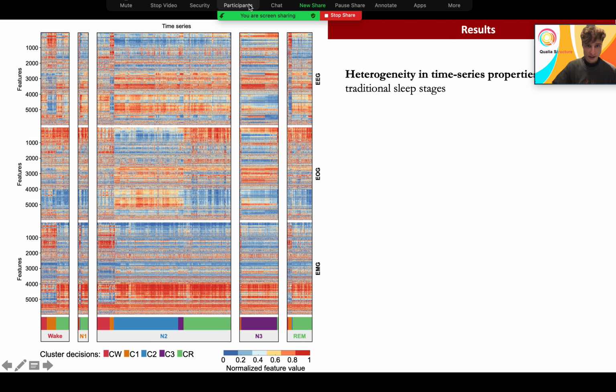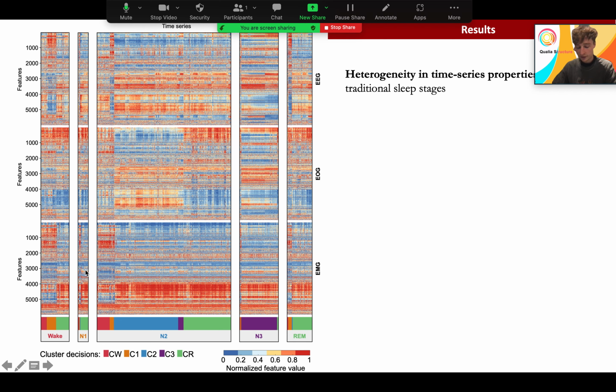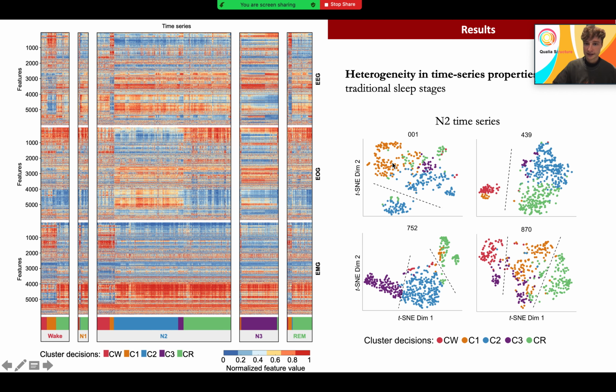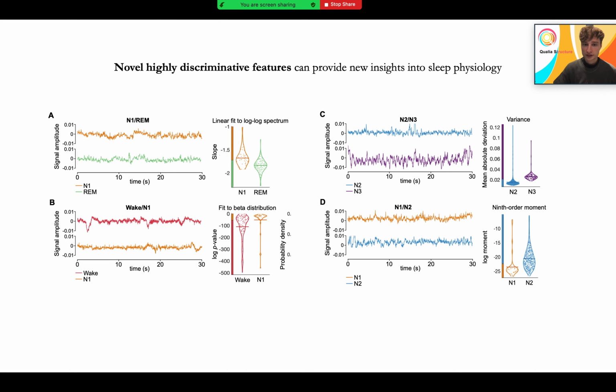We focused a bit on N2, and we visualized N2 time series in low dimensional space. And in these 4 subjects, you can see a clear heterogeneity within N2 in terms of time series properties. And this is completely overlooked by traditional scoring. This heterogeneity was picked up by different novel features. So you have specific measures of the power spectrum, of the variance, of the distribution.